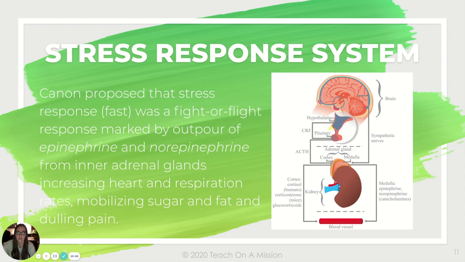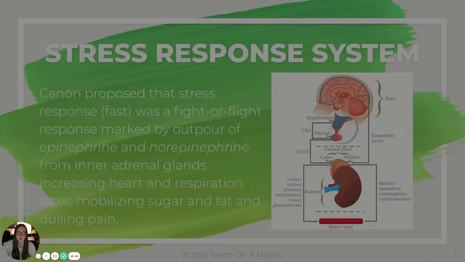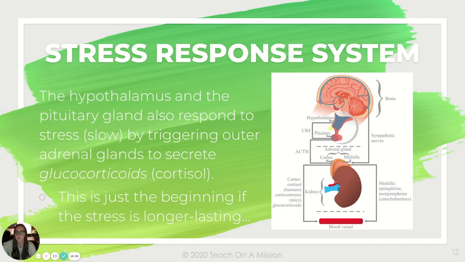Okay, so you've got your different systems of the body working together. You've got your neurotransmitters, you've got your endocrine system, but we can see some of those physiological responses. The hypothalamus and the pituitary gland, again endocrine system, so think back to that, also respond to stress by triggering an outpour of cortisol. So that's what I just talked about. But this is just the beginning if the stress is longer lasting.